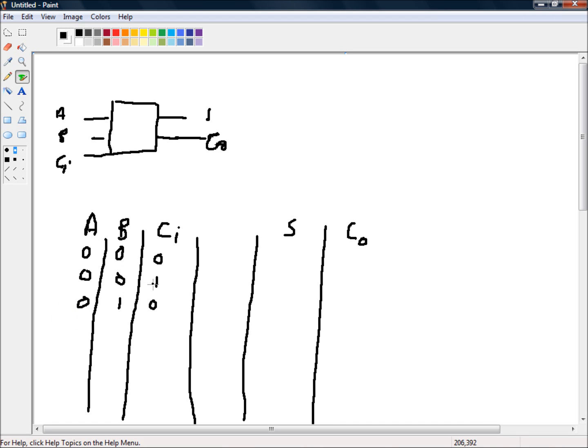So that's 0, 1, 2, and then binary 3, and then binary 4, binary 5, binary 6, and binary 7. So there's 8 possible combinations ranging from 0 to 7. Now our output, actually we really don't need that line that I drew.